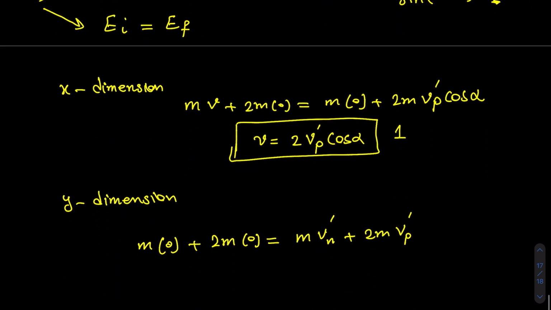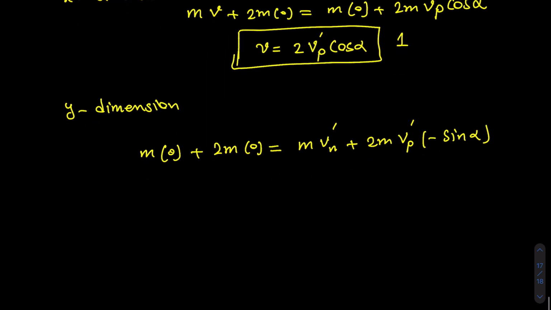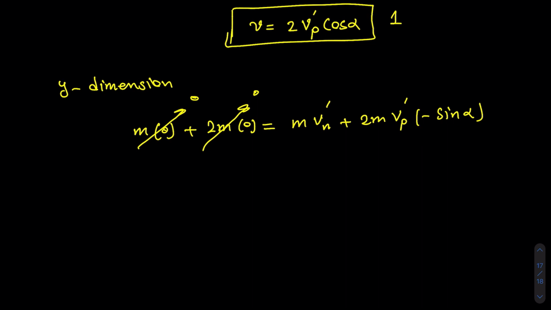So therefore, let's say times negative sine alpha. Okay, so then after simplifying it, these two zeros cancel. After simplifying, we will get v_n prime, which means the velocity of the nucleus after collision, is equal to 2 vp prime, the velocity of the particle after collision, times sine alpha.